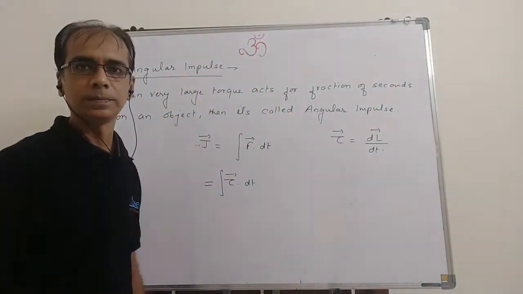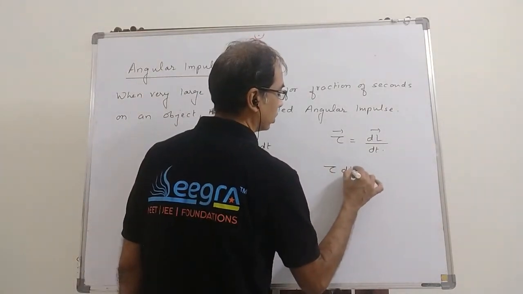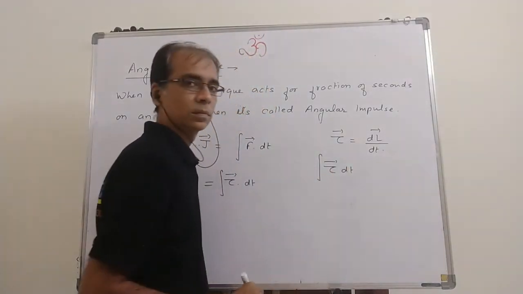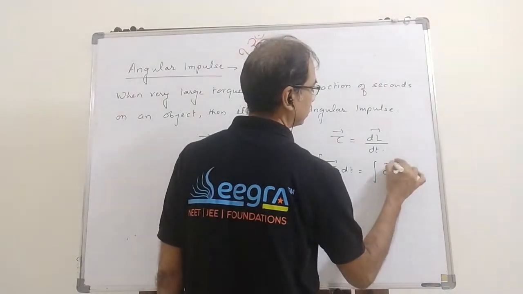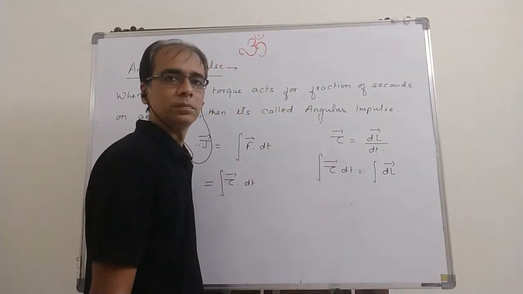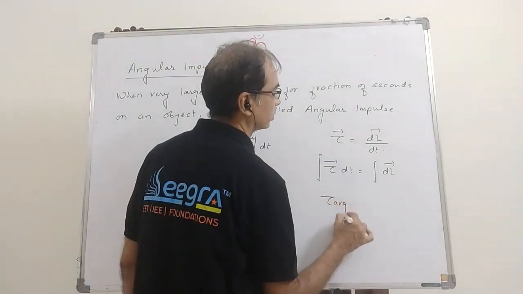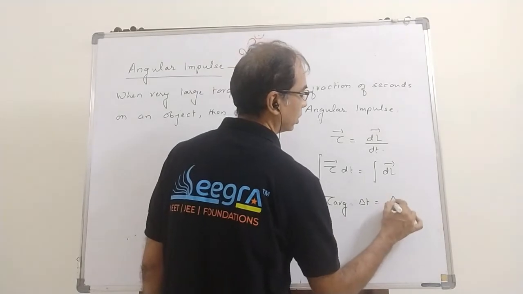You know this. And since we are talking about impulse, we can write this as torque dt. That's what the impulse is basically, and that's equal to the change in angular momentum. Suppose we are talking about average torque, then average torque into delta t will be equal to delta L.